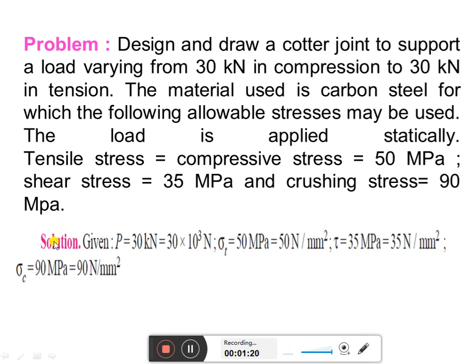So what are the given data? P is given, that is the applied load, 30 kN, and tensile stress is given, that is 50 MPa, 50 Newton per mm square, and shear stress tau equal to 35 MPa, 35 Newton per mm square, and sigma c, crushing stress, 90 MPa, which is equal to 90 Newton per mm square.